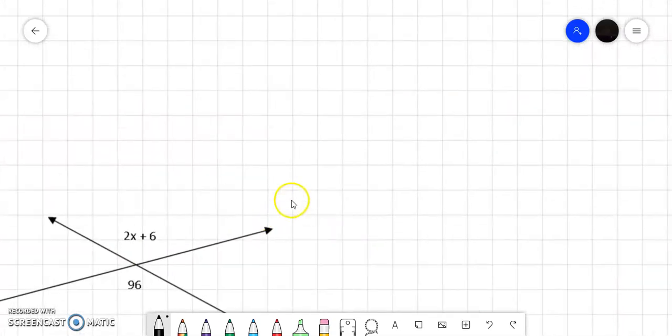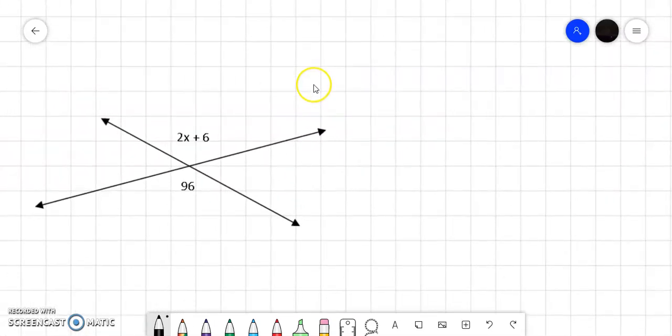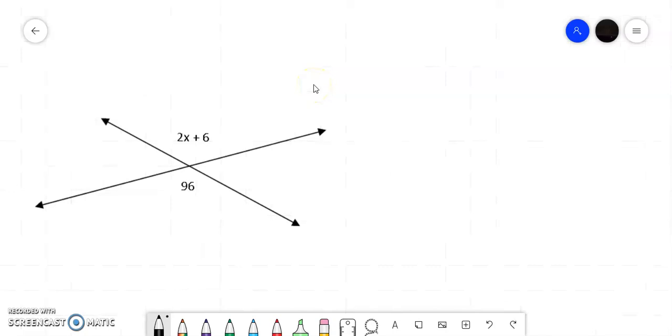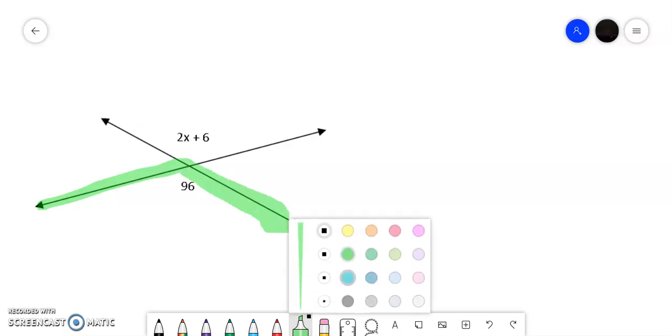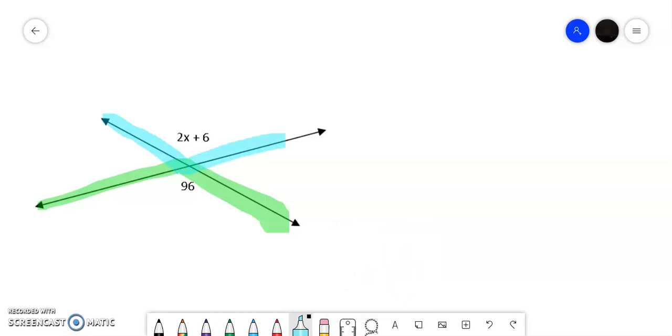So what I mean by that is this example right here. We have a pair of vertical angles. How to know they're vertical angles? Well, first and foremost, they are opposite, meaning they reflect about each other, like a mirror reflection. So here is this angle with a 96. And then we have the other angle, which is the opposite, right behind it, where we have 2x plus 6.